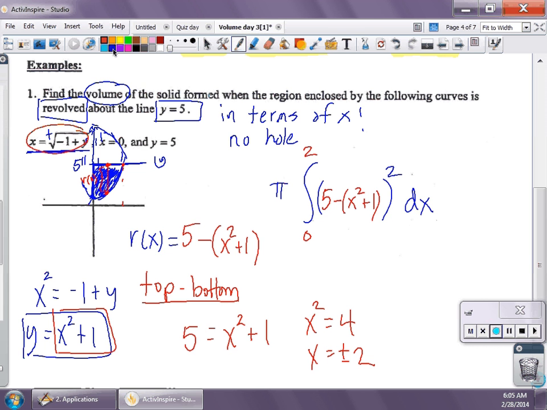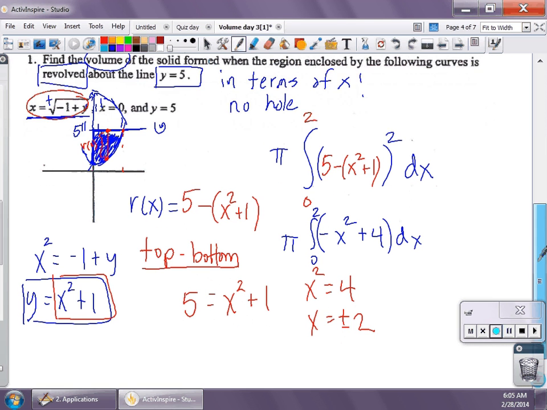Now when you simplify that, I'm not going to do the integration, you can do that yourself, but when you simplify that, the first thing you want to do is to drop those parentheses and combine like terms. So you would have negative x squared, 5 minus 1 is 4. And now from here you can do simple integration and then substitute and solve with the fundamental theorem of calculus part 1. Alright, so that's around a horizontal axis, and it is in terms of x.